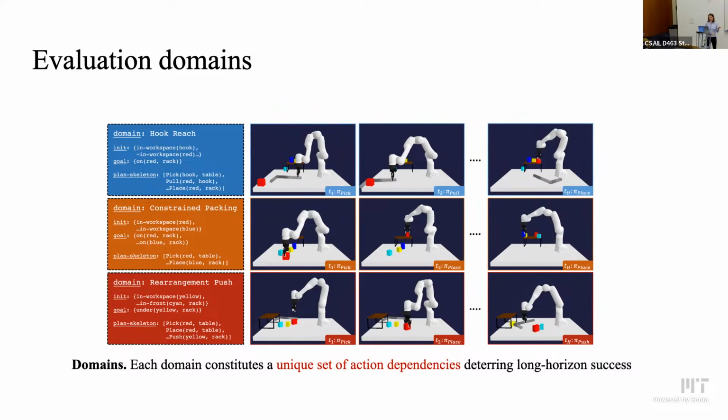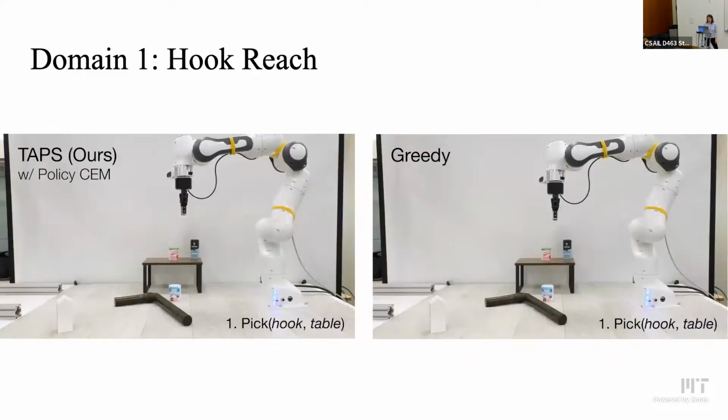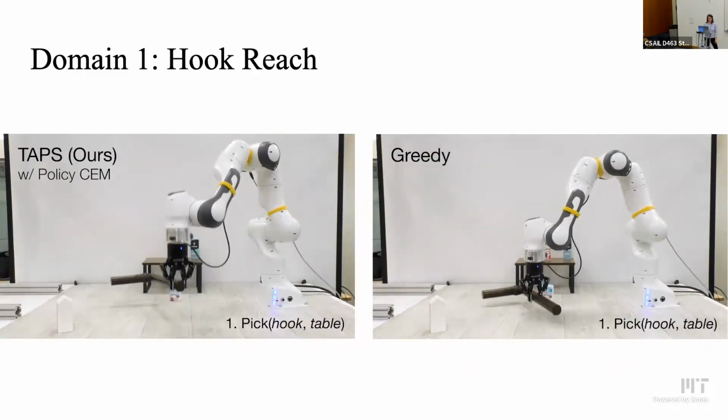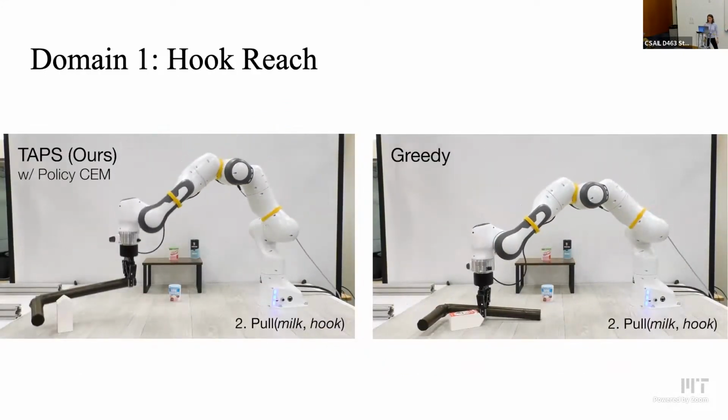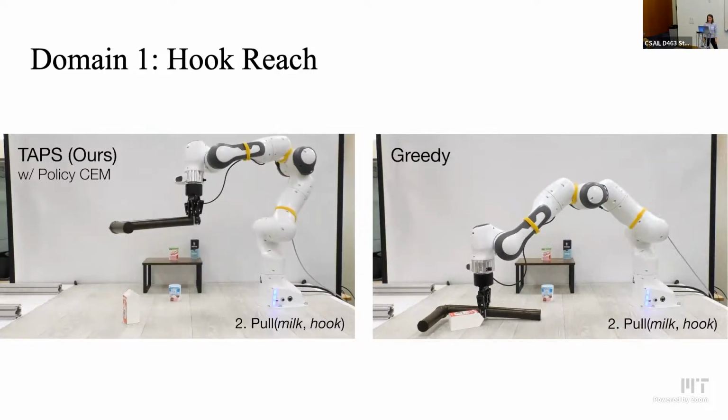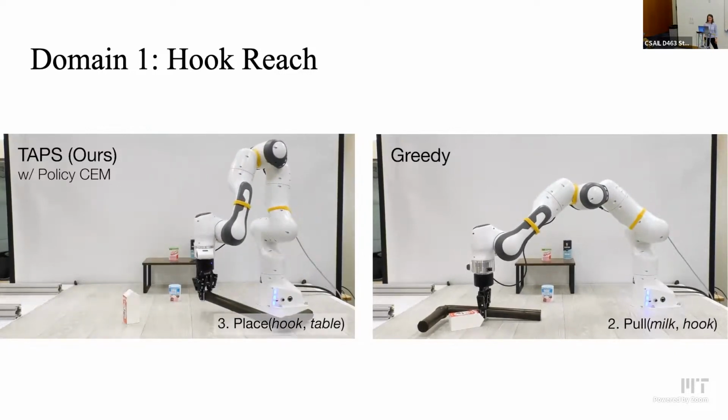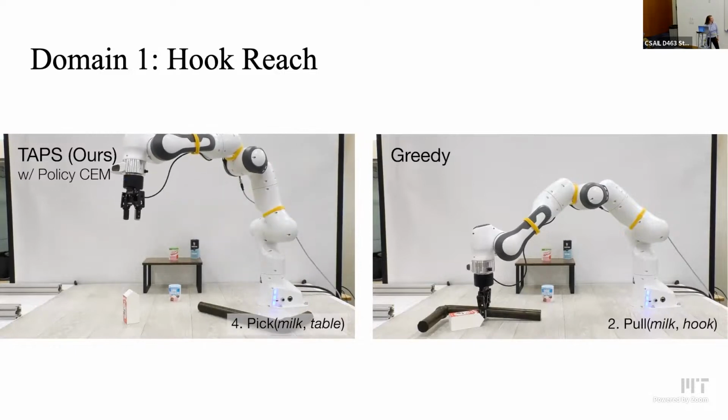Okay, so here are the evaluation domains, the little environments that we actually looked at. All of these have a specific, unique set of action dependencies that really deter long horizon success if you don't plan over this horizon and maybe do greedy execution. So let me show you how this looks on a real robot. Here's this familiar hook reach task that you've already seen. And if you execute this in a greedy fashion, then things go terribly.